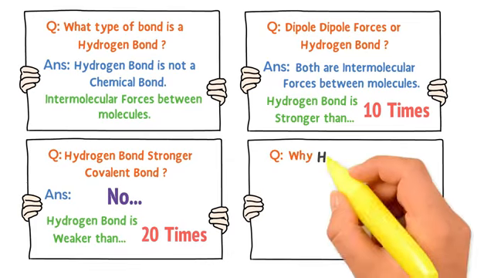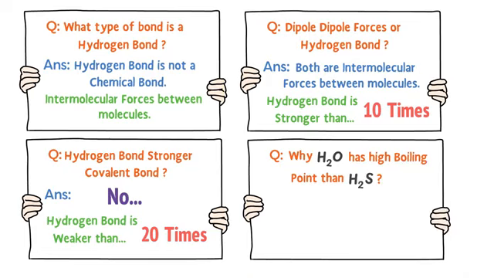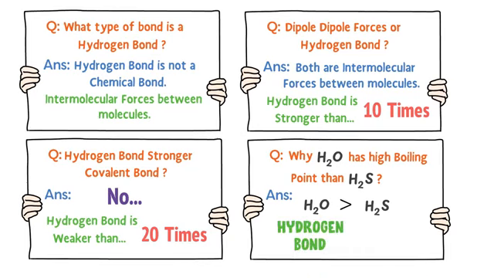Fourthly, why does water have a higher boiling point than hydrogen sulfide? If you see these both molecules H2O and H2S, they are very similar. But water has higher boiling point than hydrogen sulfide. It is because water contains hydrogen bonding and hydrogen sulfide doesn't contain hydrogen bonding. This was all about hydrogen bonding.